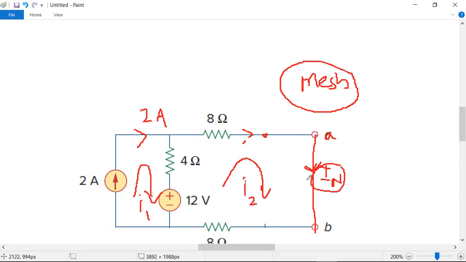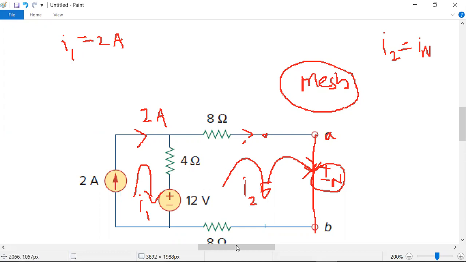If you find the value of I2, indirectly you are finding IN also. I2 and IN are both the same because both are in series. I2 is equal to IN. So right now I am writing the equation for loop 2 only, since I know the loop 1 current, I1 is equal to 2 amps. How to find the loop 2 current? Let me write the loop equation.